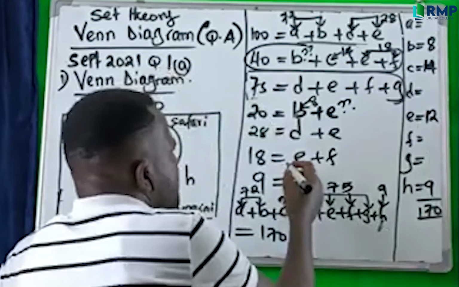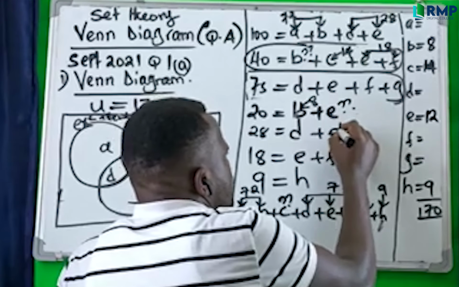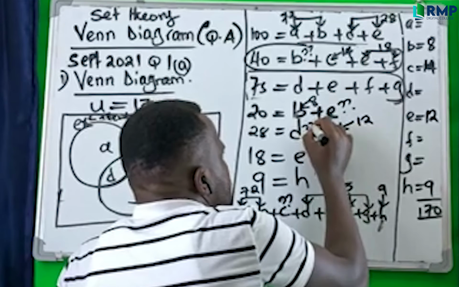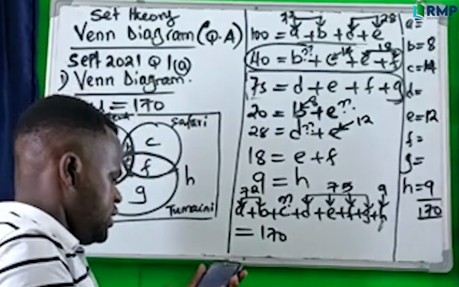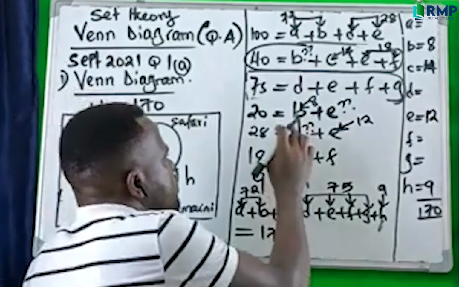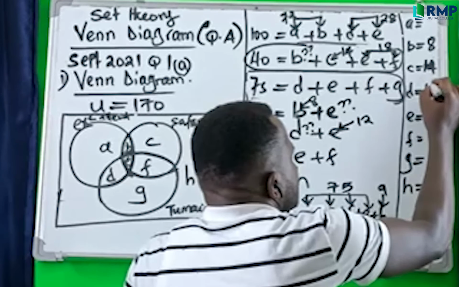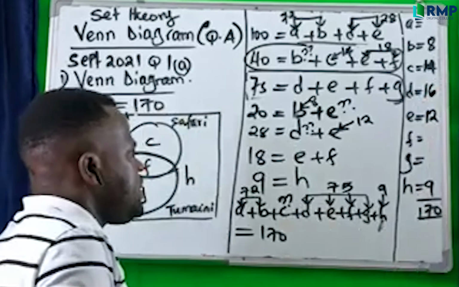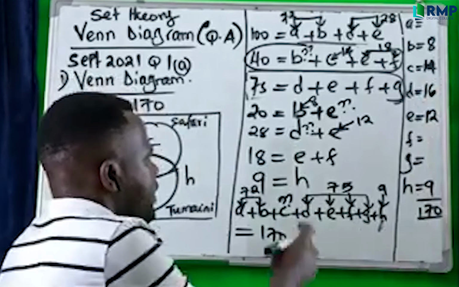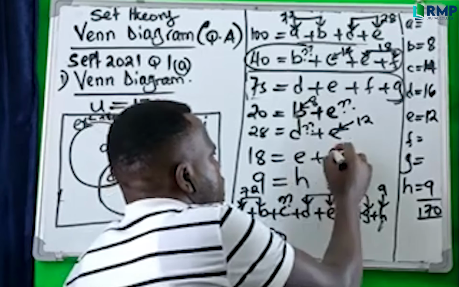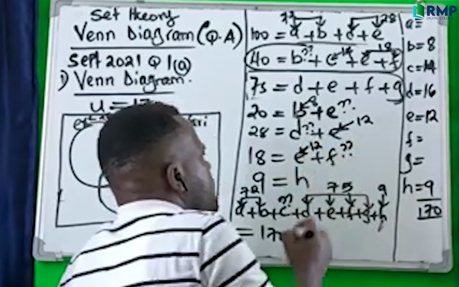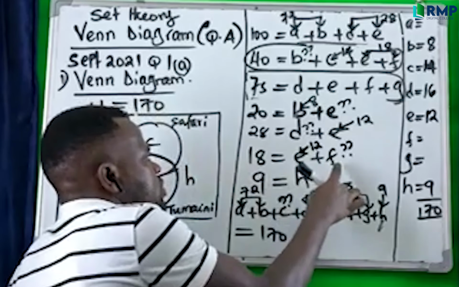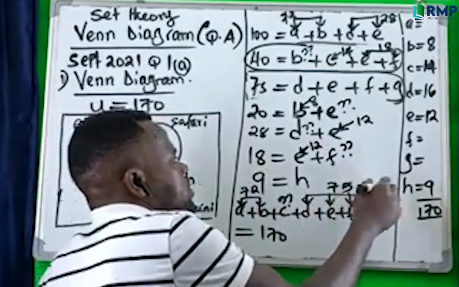If I have my E as 12, D will be 28 minus 12, which is 16. So my D is 16. If I have my D as 16, and E I know is 12, from this equation what is the value for F? 18 minus 12 will get F. 18 minus 12 is 6, so F is 6.